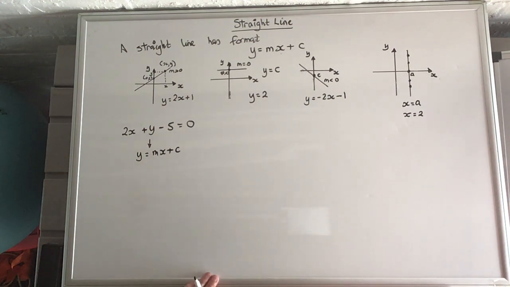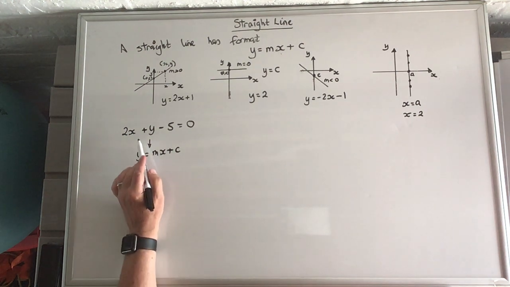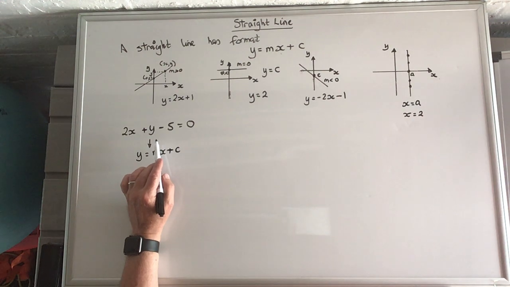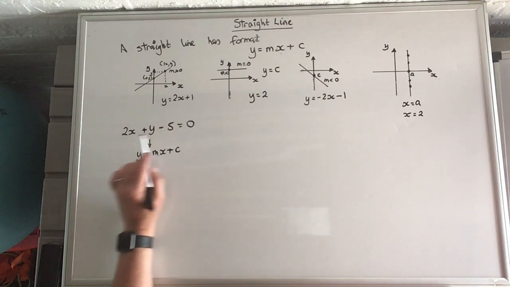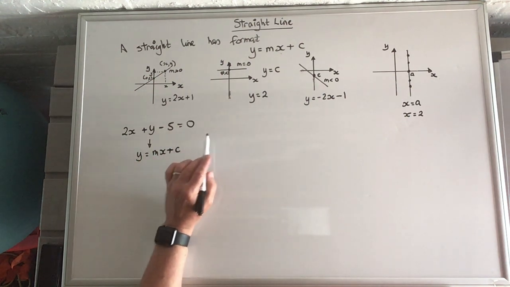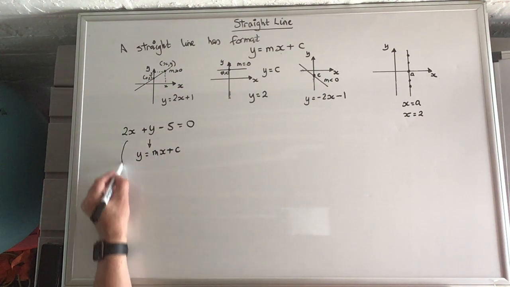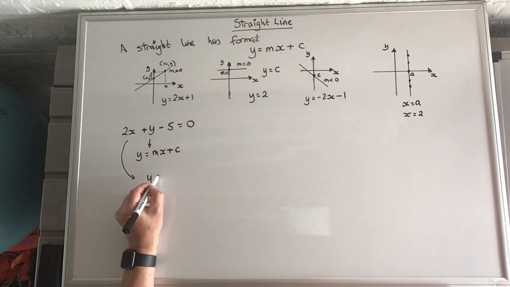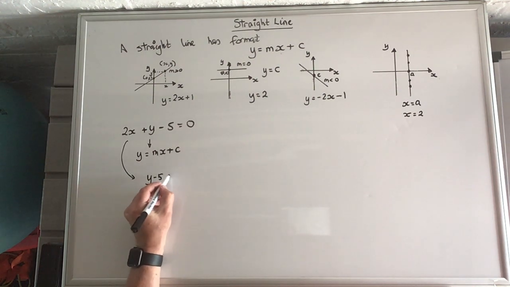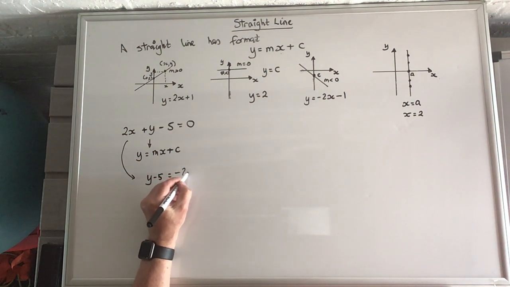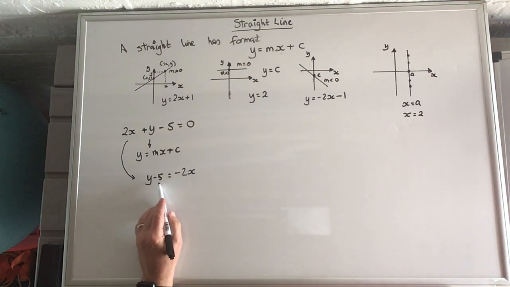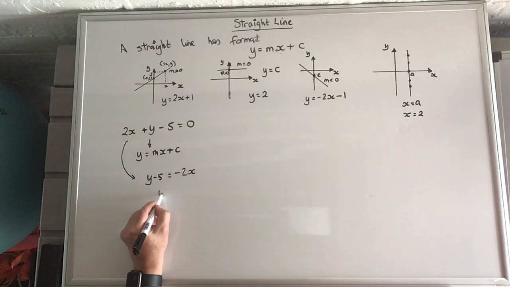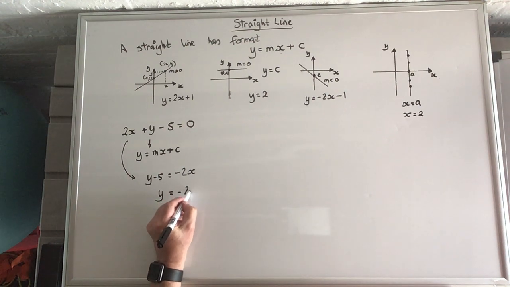So from your knowledge of changing the subject of the formula, let's change the subject of this formula into y equals. Well, y is already here, so we can keep that here, but we have to move this over to the other side, which means we subtract 2x from both sides. So if I do that, I'm left with y minus 5 is equal to minus 2x. And the last wee bit, well, we don't want this minus 5 here, so if we add 5 to both sides, we're left with y equals minus 2x plus 5.